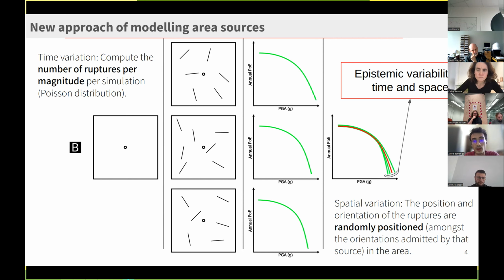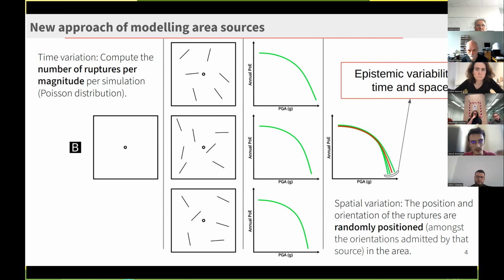So here we have the variability in space, because the faults are not set at the same position, and in time, because when we compute the number of ruptures for a period of interest that we want, we will use a Poisson distribution, which means that for every simulation, I will not have the same number of earthquakes.